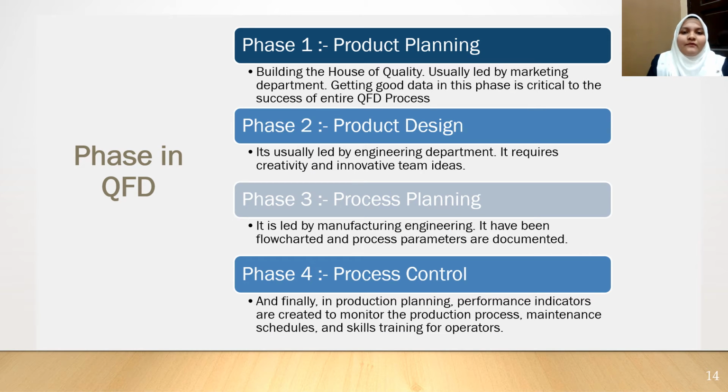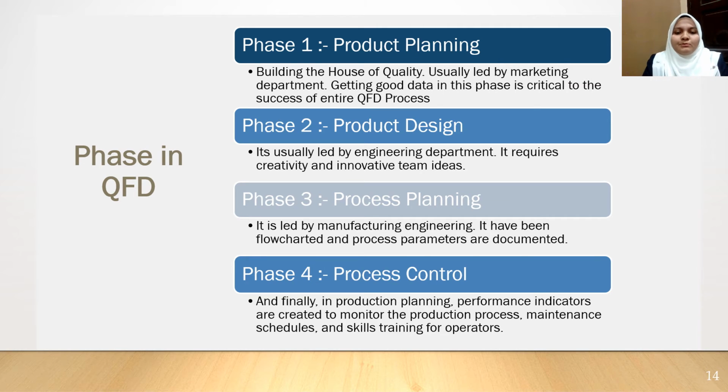This is the phase in QFD. The first phase is product planning, which is building the house of quality, usually led by the marketing department. Getting good data in this phase is critical to the success of the entire QFD process. The second phase is product design, usually led by the engineering department. It requires creativity and innovative team ideas.